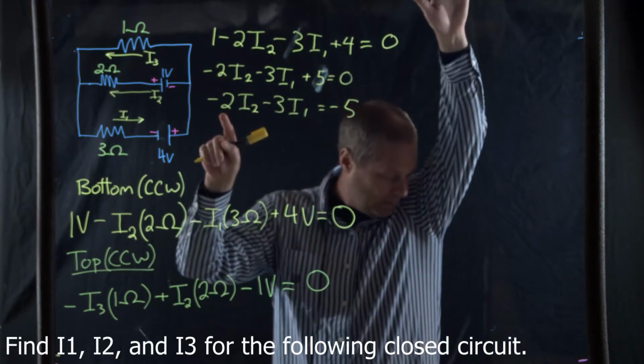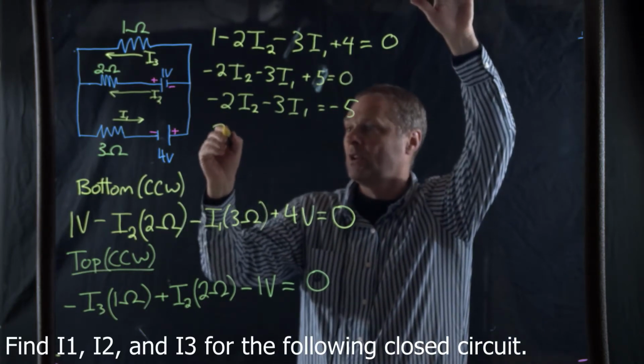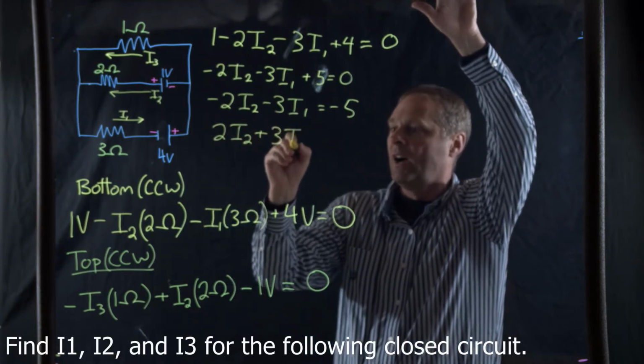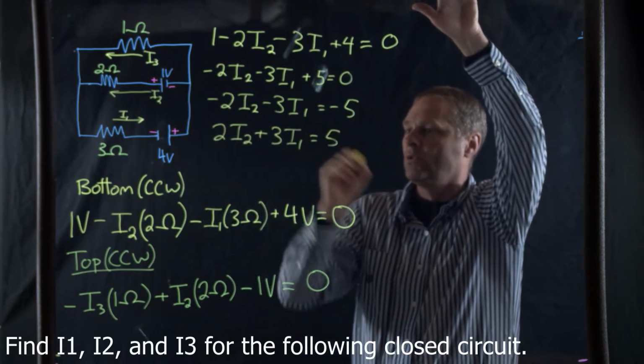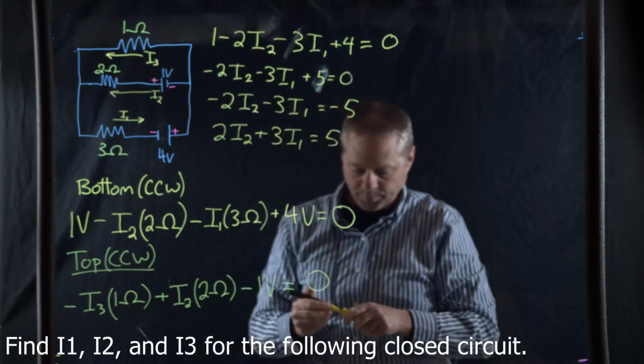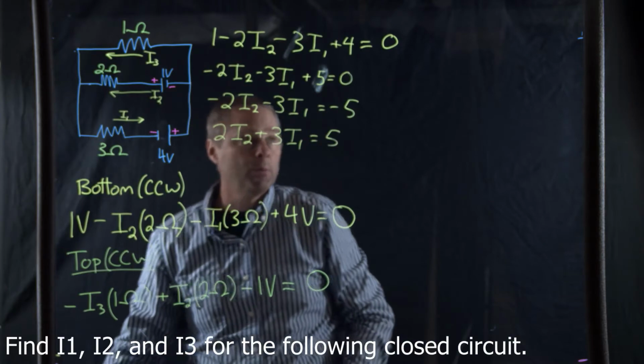We can make this all positive now, such it becomes 2I2 plus 3I1 is equal to 5. All right, so now we've rewritten this bottom one. We can look at the top loop right now.